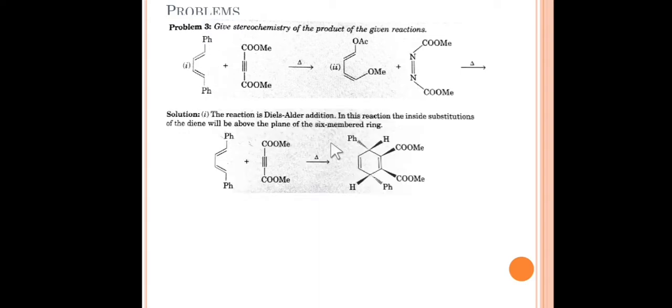Let's go ahead, friends. I have one question for you. Tell me the geometry of Ph. We already discussed, and you already know that this Ph will go below the plane. So the Ph is below the ring. In the second example, OCH3 is outside, so it will go below the plane, and OMe is inside, so it will go above the plane.